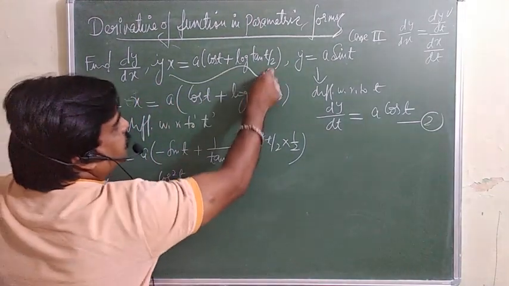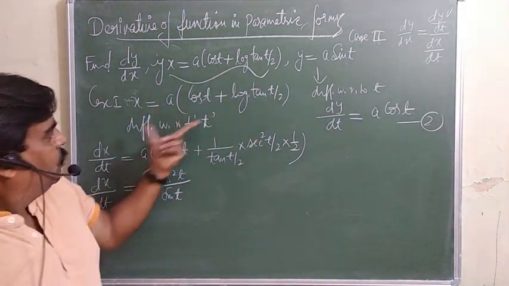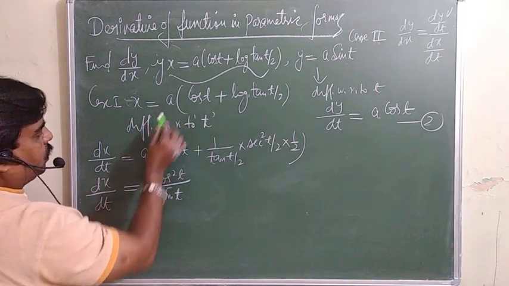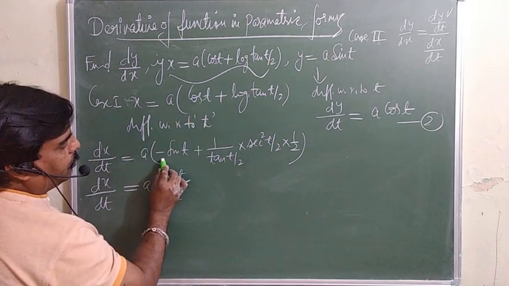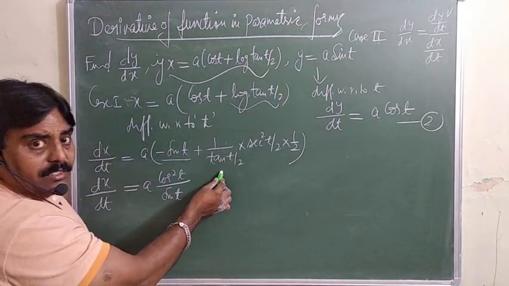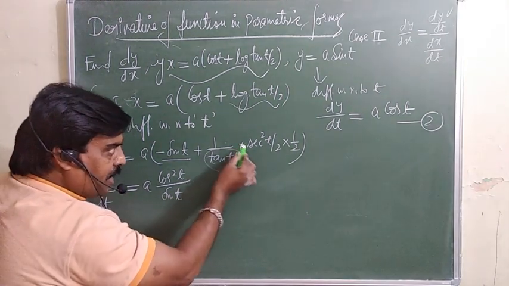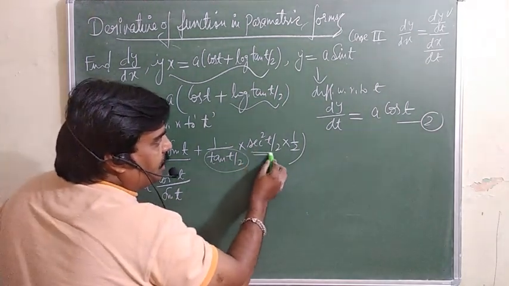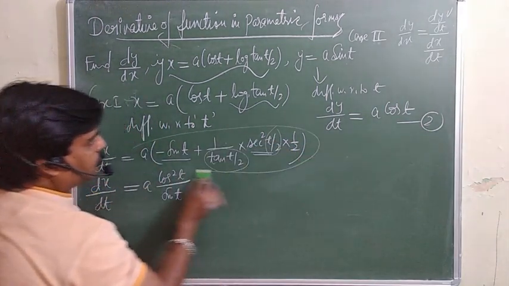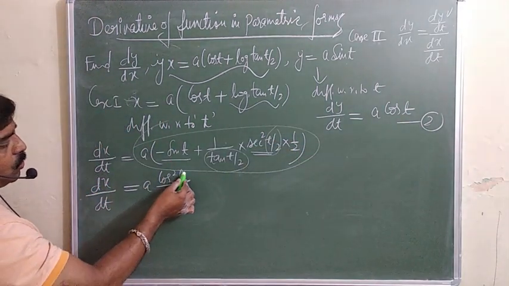See now, this is your x, you can differentiate with respect to t. Directly I am doing a cos t, the derivative of cos t is minus sin t, plus this is your log of tan, so 1 over tan of t by 2, then we again do the chain rule, so sec square of t by 2, then derivative of t by 2 is 1 by 2. After solving this whole thing, simply you will get a cos square t over sin t.